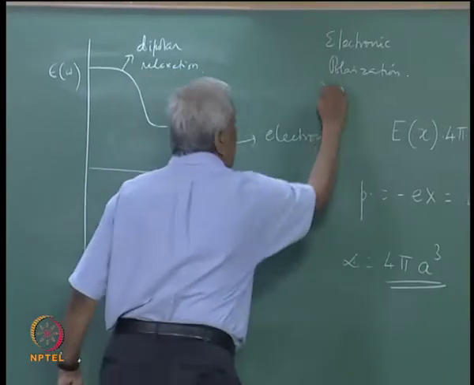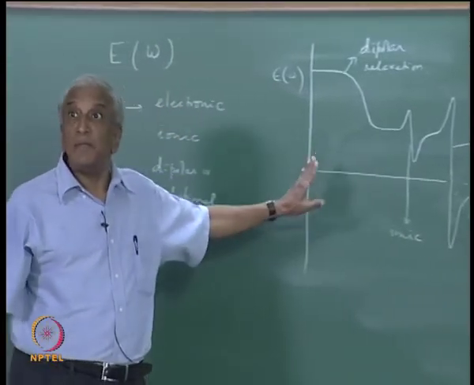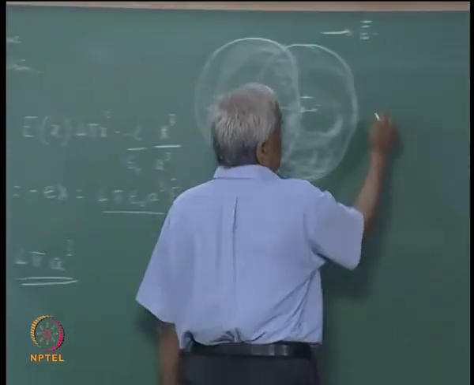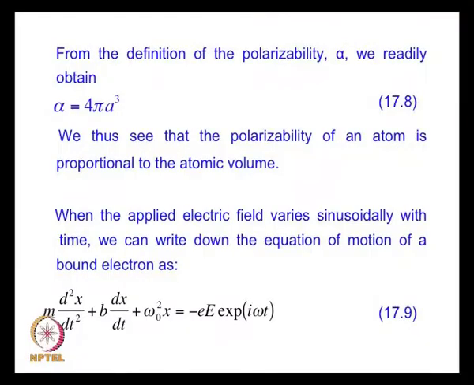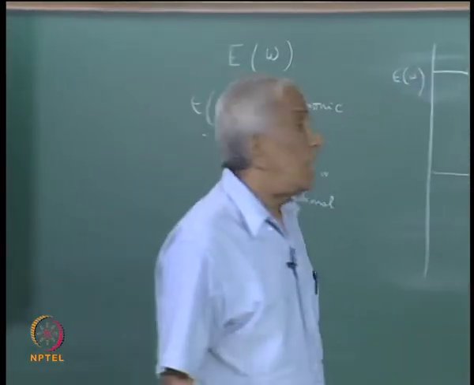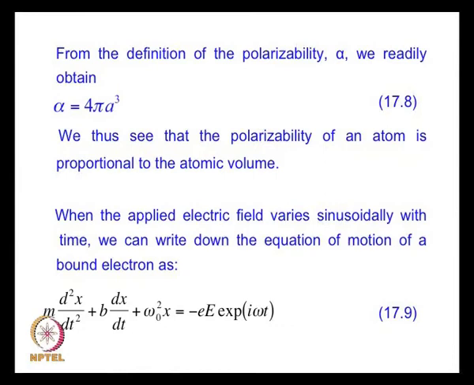This is of course in the static situation, but when there is a time dependent or an oscillating electric field, the response of a given electron can be written using the equation of motion, which is m d square x by dt square, that is the mass times the acceleration by Newton's law, plus b times dx by dt. This is because the electronic motion always experiences a resistance, and this resistive force per unit mass is taken to be proportional to the speed or velocity.